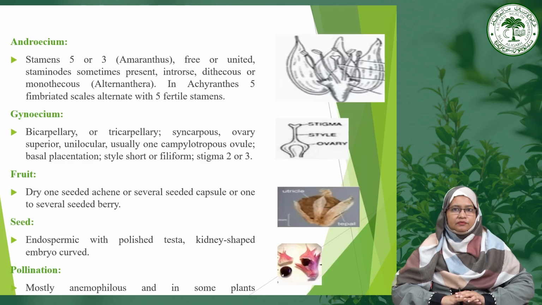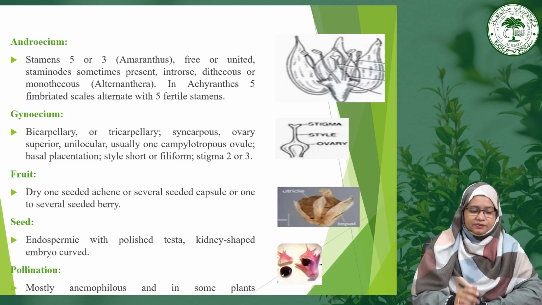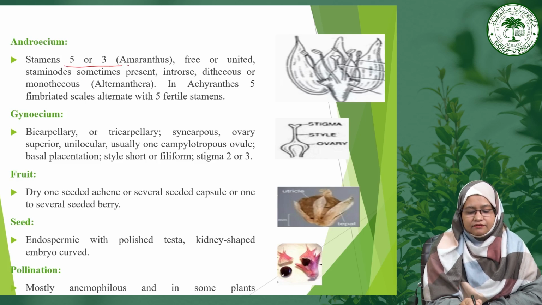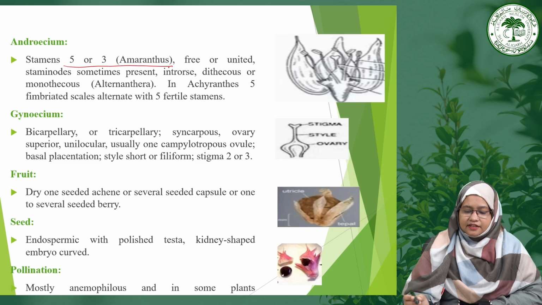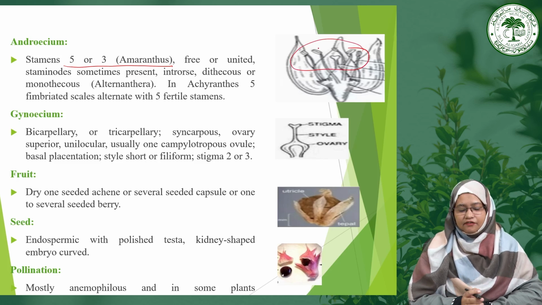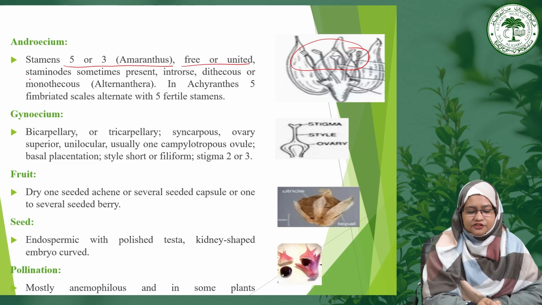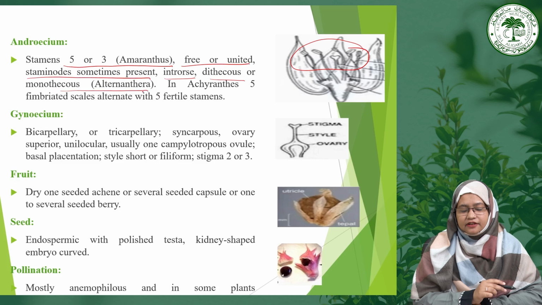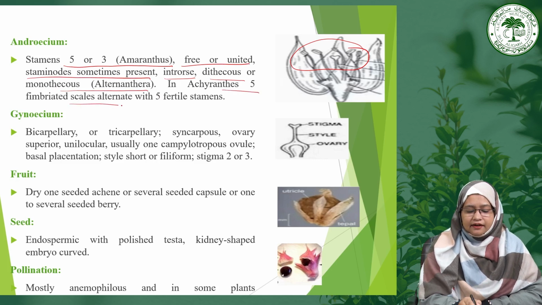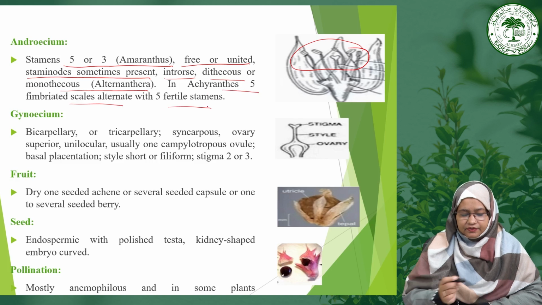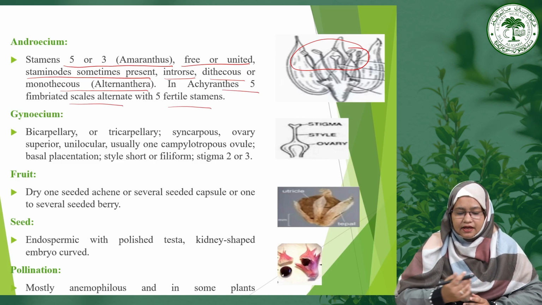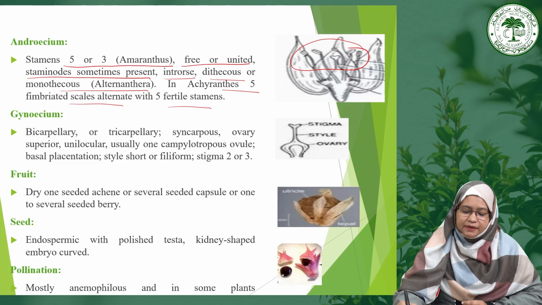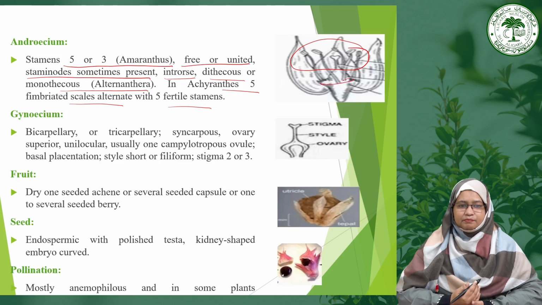So if you see the next reproductive part, that is the stamens. Stamens are either 5 or 3, as in the case of Amaranthus. As you can see, 5 stamens are present. They are either free or united. Staminodes are sometimes present. They are generally in rows, dithecous, or sometimes monothecous in the case of Alternanthera. And in Achyranthes, the 5 tubular scales alternate with the 5 fertile stamens. So these are the androecium, and sometimes they may be united from the base. When united at the base, that is called monadelphous.